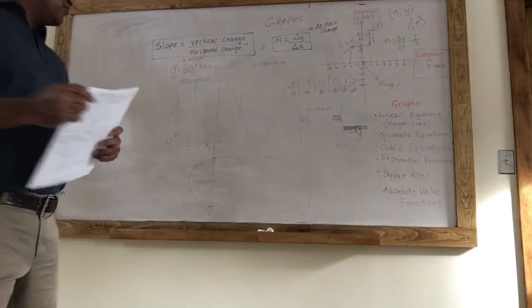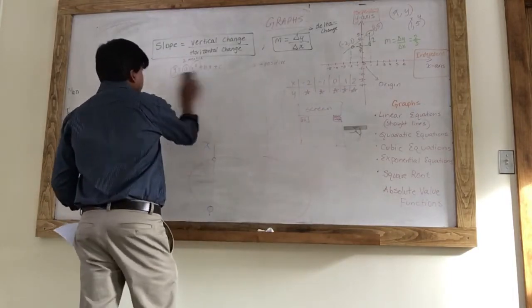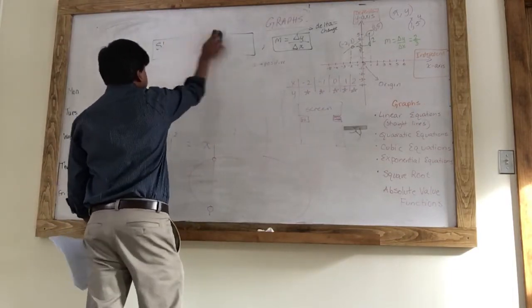Then another graph you will have is the absolute value function. So absolute value is something that makes everything positive.